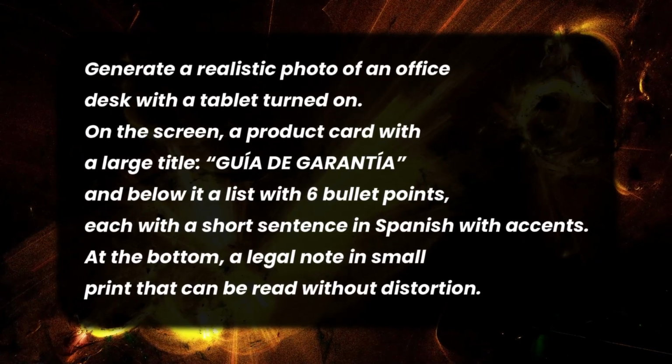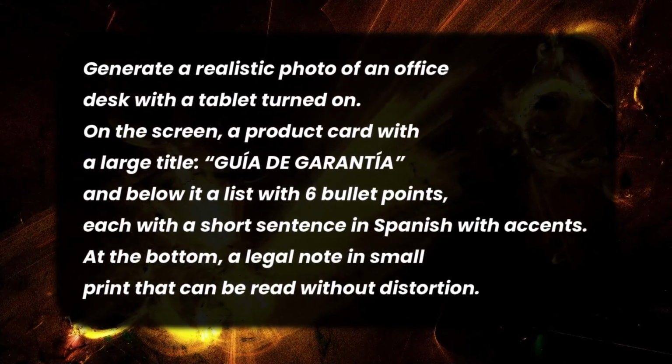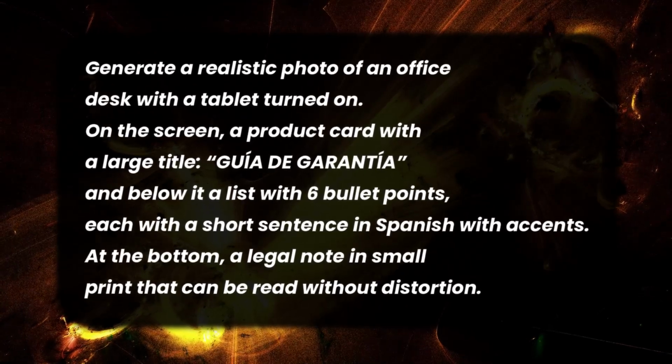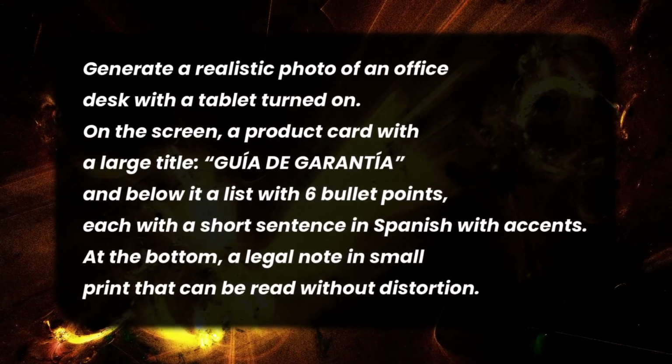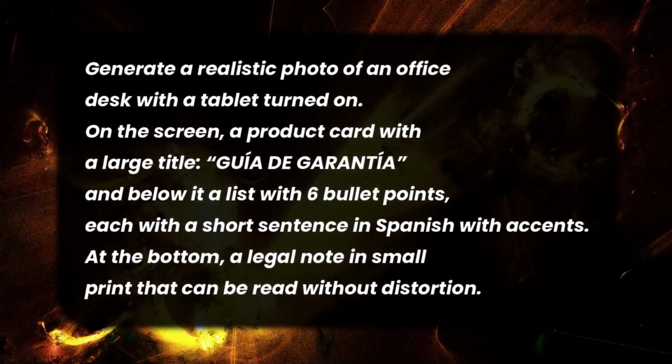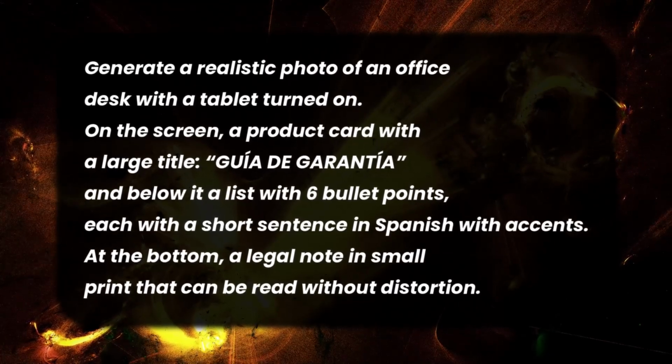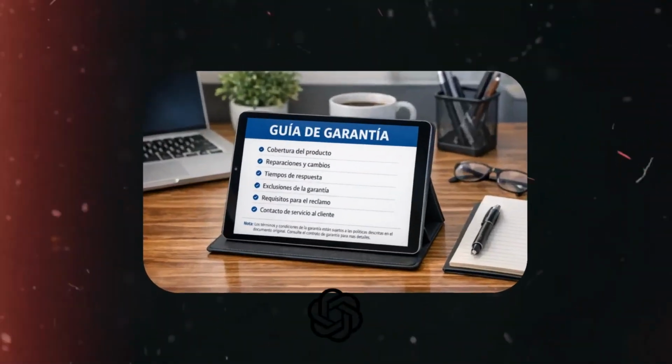If it follows instructions with objects, the next final boss is long text. Here I don't want art, I want utility. I'm going to ask it to generate a realistic photo of an office desk with a tablet turned on. On the screen, a product sheet with a large warranty guide title, and below it, a list with 6 bullet points, each with a short phrase in Spanish with accent marks. At the bottom, a legal note in small print that can be read without distortion.